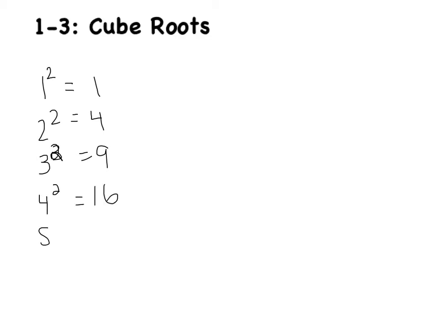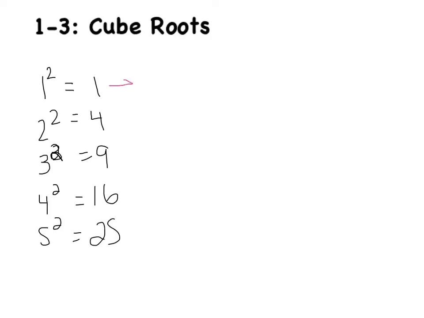So last section we saw the perfect squares were what happened when you took a number and raised it to the second power, or you squared it. So for example, 1 squared equals 1, 2 squared equals 4, 3 squared equals 9, 4 squared equals 16, 5 squared equals 25.